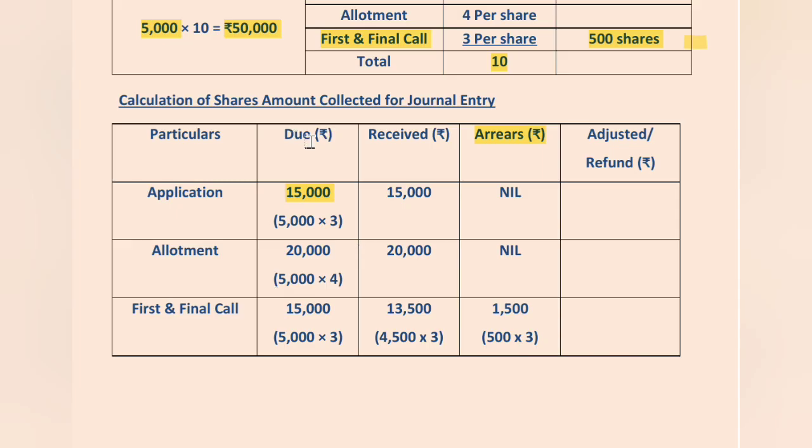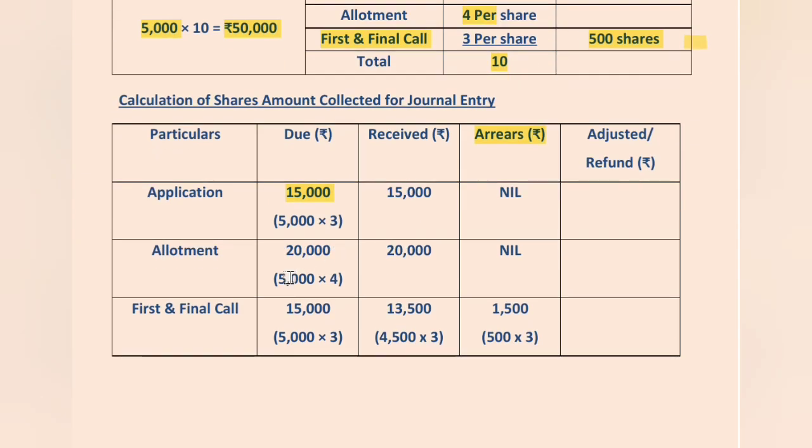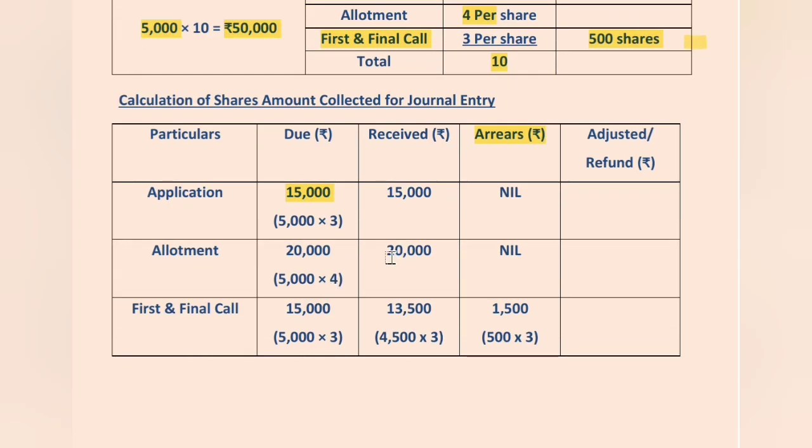So allotment money is due, still not yet paid, so they call it. How much? 5,000 into 4. So 5,000 into 4 is 20,000 rupees. So in allotment no arrears are there, the full amount is collected. So the entire 20,000 is collected here.